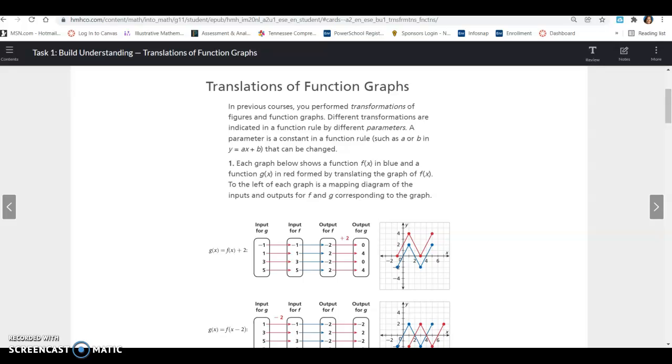that can be changed. All right, so that's just your slope-intercept form, and a and b is your slope and your y-intercept, and those numbers can be changed. So a and b is just a constant, which is a number.